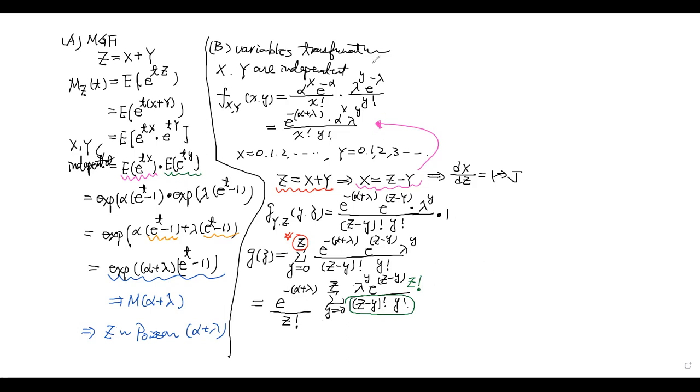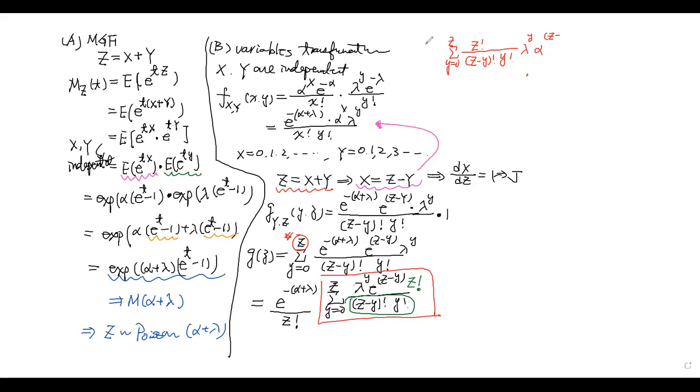Okay, so now take a look at this. I'm going to use color coding here. So y equal to 0 to z, right? So this is the z factorial, and then this is z minus y factorial, and this is y factorial, and this is lambda to the y, and this is e to the what? Z minus y here. Sorry, this is alpha. So this is alpha to the z minus y.